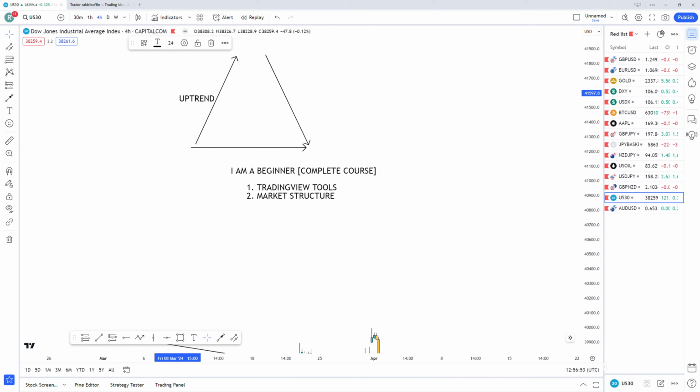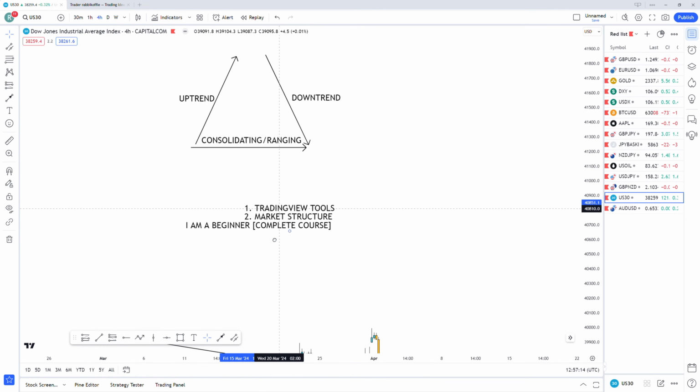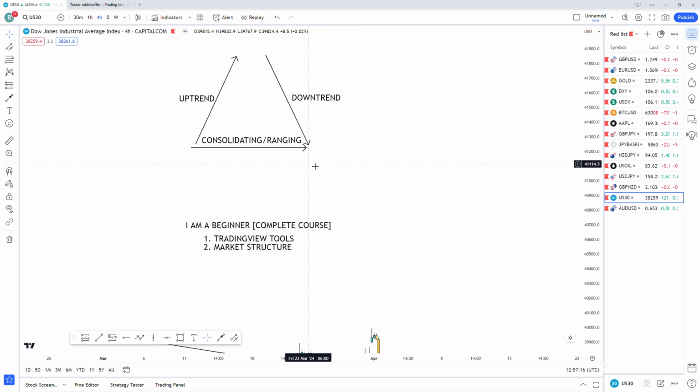Uptrend, then we have downtrend over here, and we have consolidating or ranging. Let me put that also over here. Consolidating or ranging, guys. Let me bring this here. So we have these three types of trends.